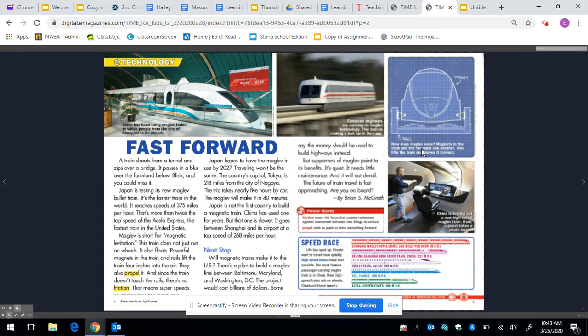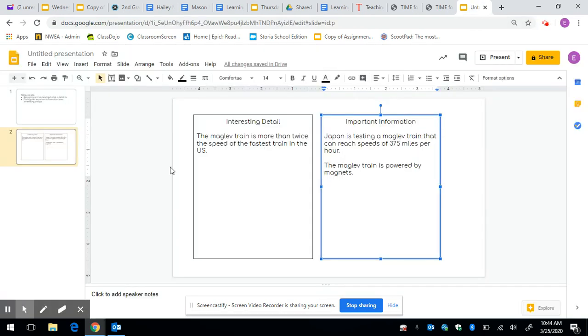I would say that an interesting detail is that maglev is short for magnetic levitation. I don't necessarily need to know that to understand what this part of the article is saying, but it is interesting. So I'm going to go over to my chart again, and I'm going to say maglev is short for magnetic levitation. Okay, so now I have 2 interesting details, 2 important information.